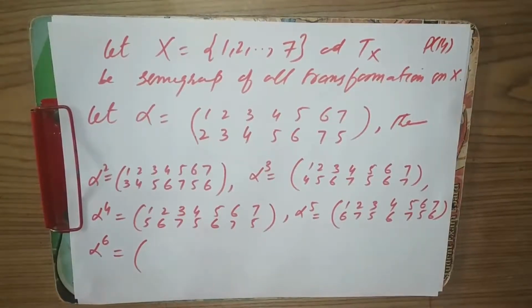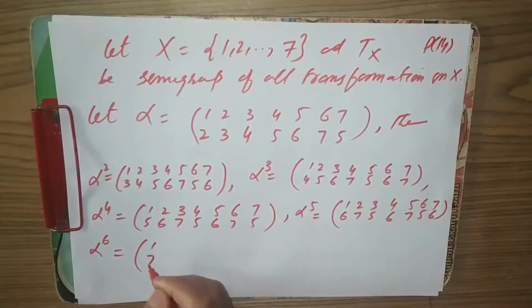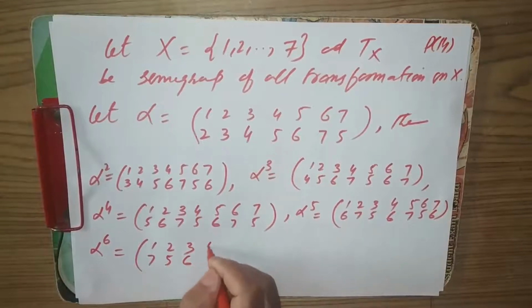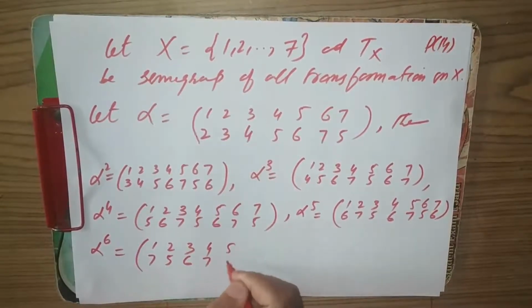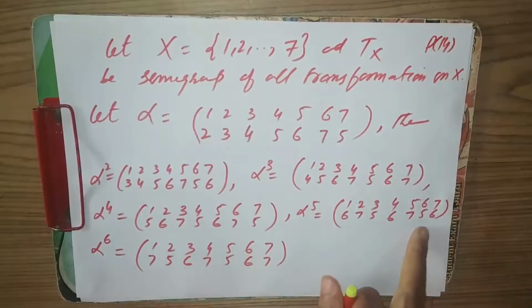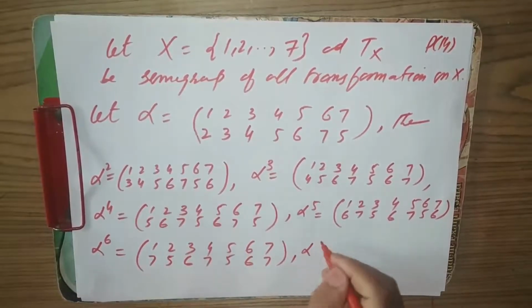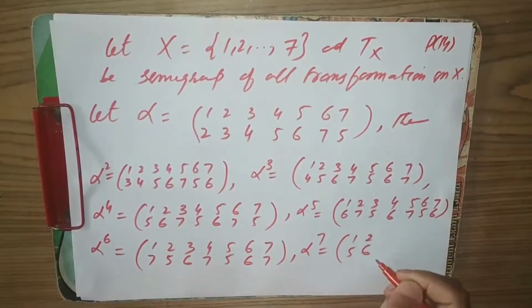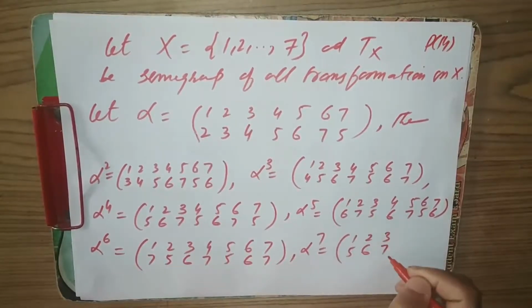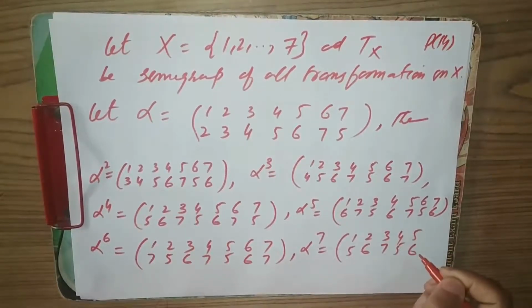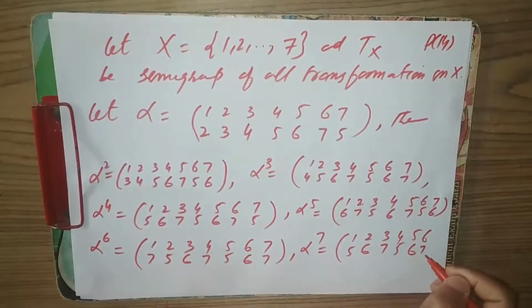Once we have a repetition, we can find its index and period. So alpha power 6: 1 goes to 7, 2 goes to 5, 3 goes to 6, 4 goes to 7, 5 goes to 5, 6 goes to 6, 7 goes to 7. Again, we don't have repetition here. Next we have alpha power 7, which is equal to 1 goes to 5, 2 goes to 6, 3 goes to 7, 4 goes to 5, 5 goes to 6, 6 goes to 7, and 7 goes to 5.